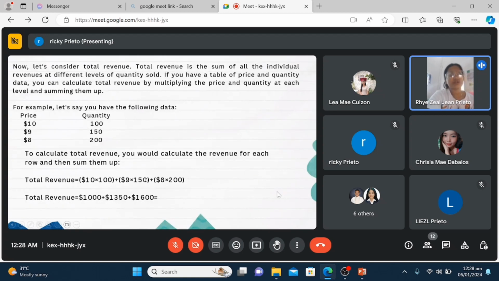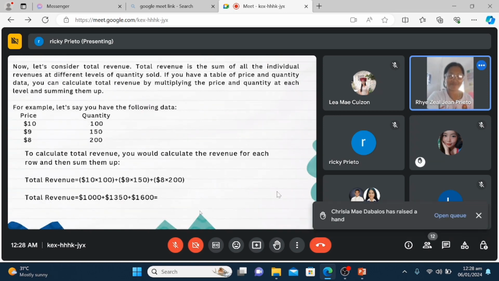And 9 times 150 is equals to 1,250. And the last one is 8 times 200 is equals to 1,600. So calculate it, class. Sum them up, then you get the total revenue. Anyone who would like to answer? Alright, Miss Dabalos.